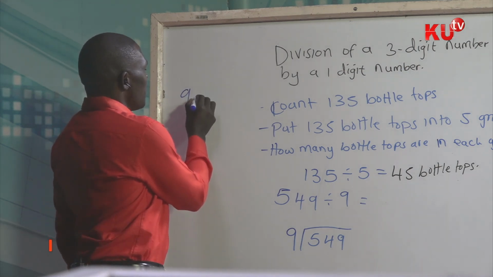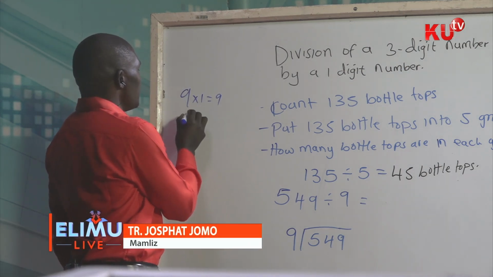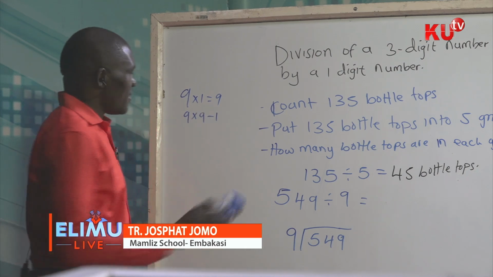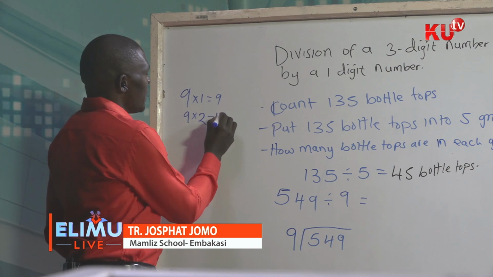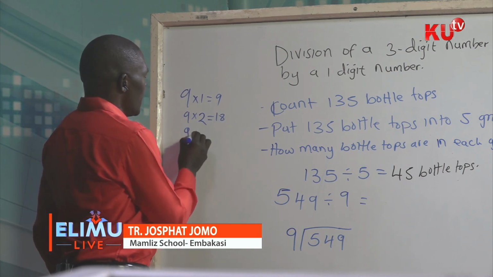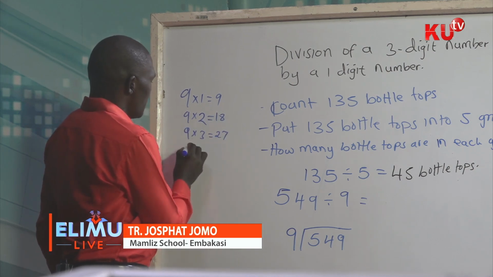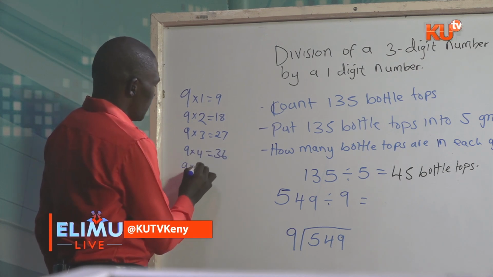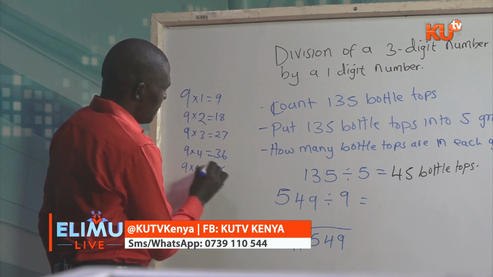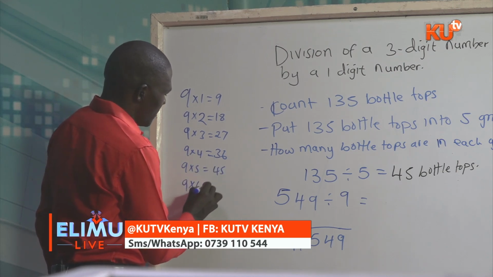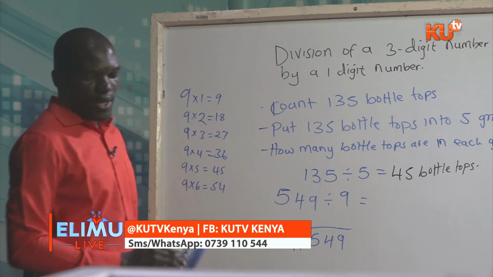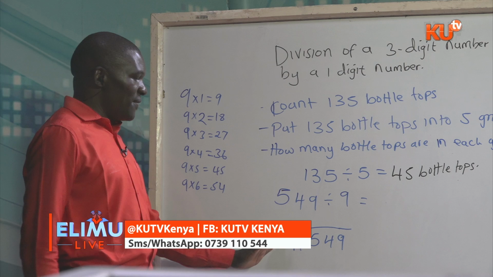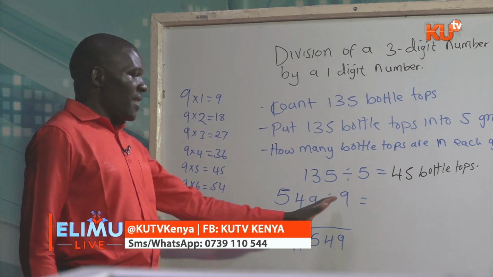Table 9: 9 times 1, that is 9. 9 times 2, that is 18. 9 times 3, 27. 9 times 4, 36. 9 times 5, 45. 9 times 6, 54. You are going to look at the table 9 because we are dividing this number 549 by 9.